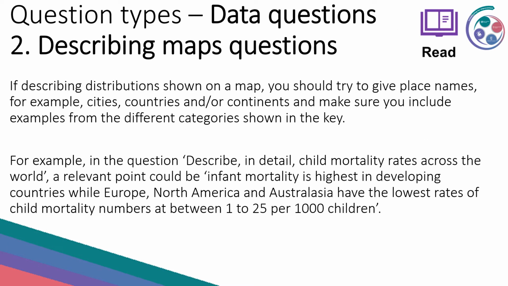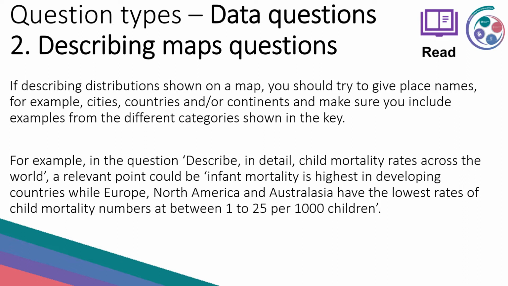So our second type of the data questions is describing from maps. And this is very common again in our data analysis questions, which is in the first part A of our global issues sections. But you might again get questions like this in the human section, looking often around populations, quite common to see it. So the example we'll look at this time comes from one about healthcare. And in this case, it's advising us to try and give certain place names, for example, cities or countries or continents, to make sure you include the examples of the category shown in the key in this case.